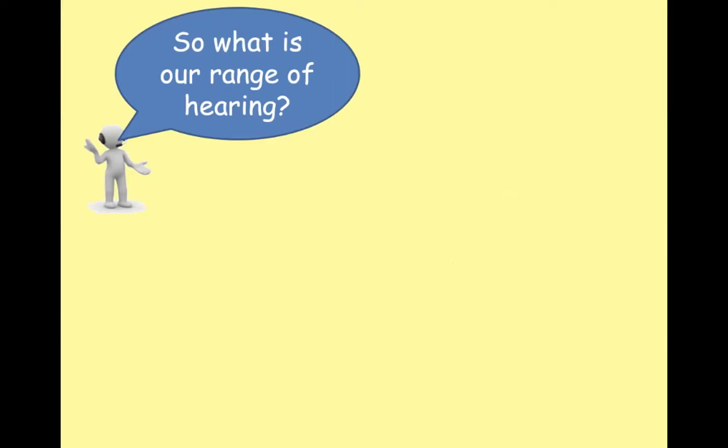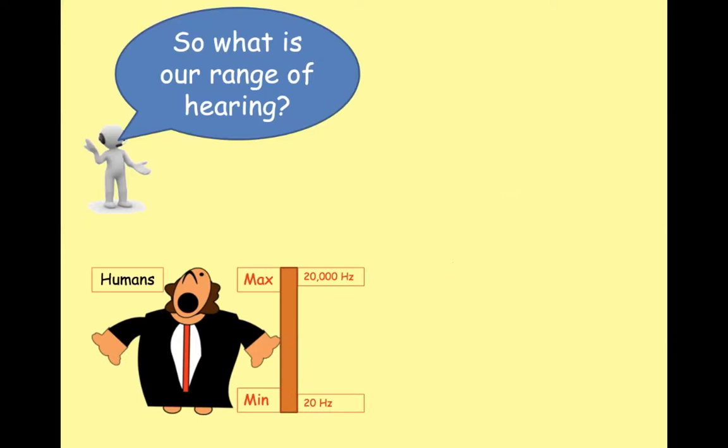So what is our range of hearing? Which type of sound can we not hear, and which type of sound can we hear? For we humans, we can only hear a minimum of 20 hertz and a maximum of 20,000 hertz. Anything beyond that, we won't be able to hear. All right.